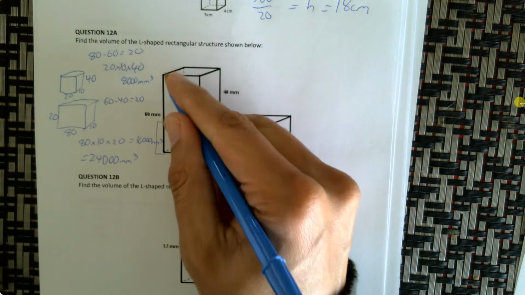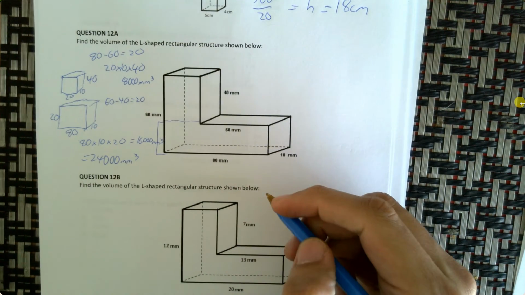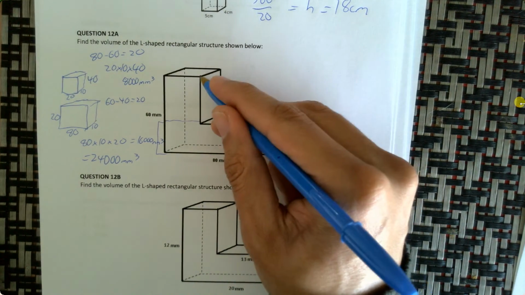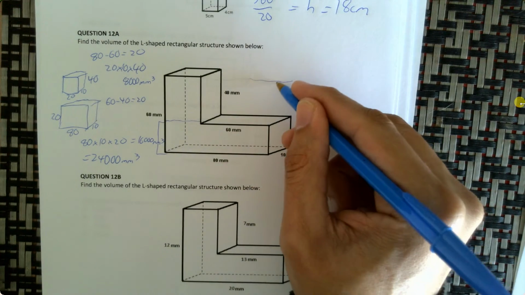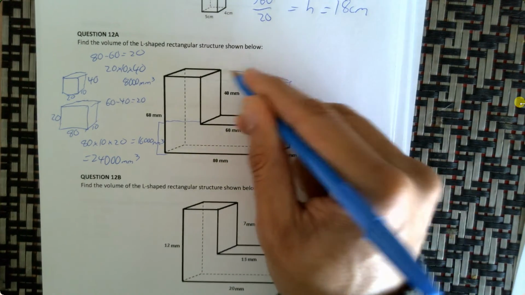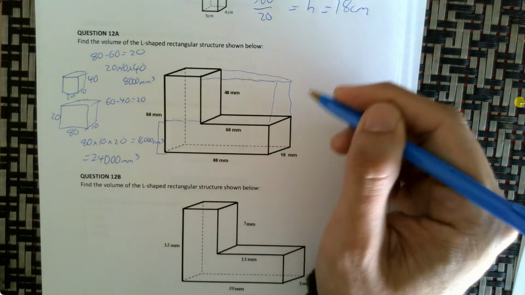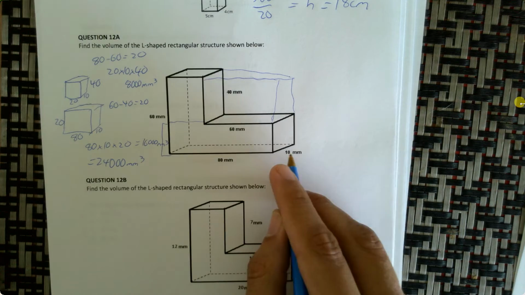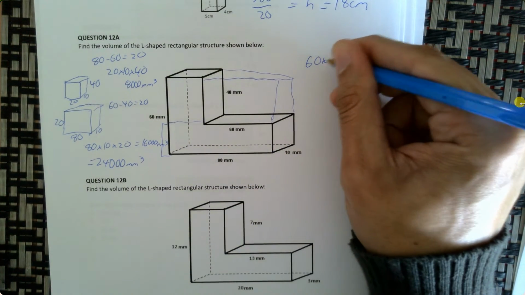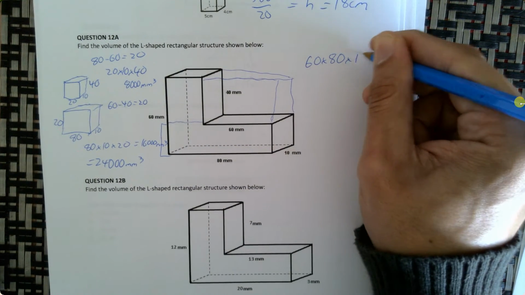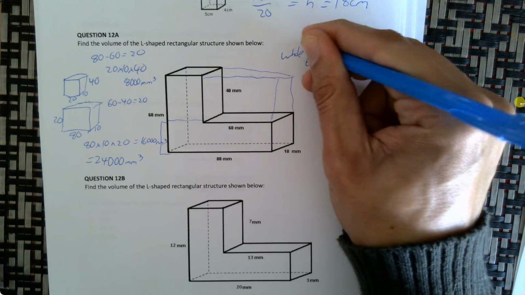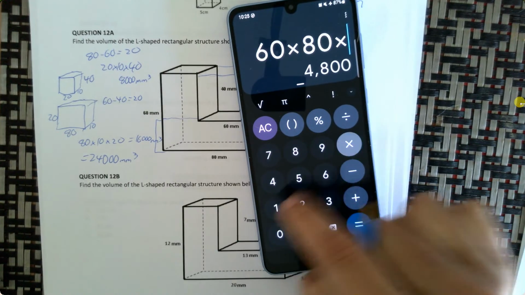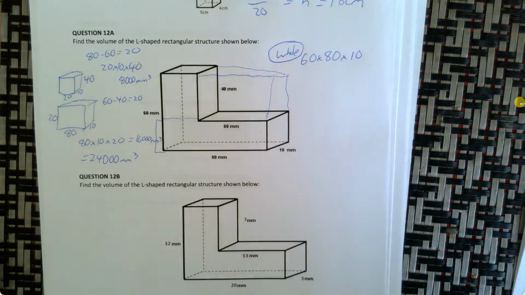The other way could have been to figure out the whole thing as like a rectangular prism of sorts, like one real big fat shape, and then you just minus out this area in here. Okay? So the whole shape would have been 60 by 80 by 10. That's the whole. 48,000.